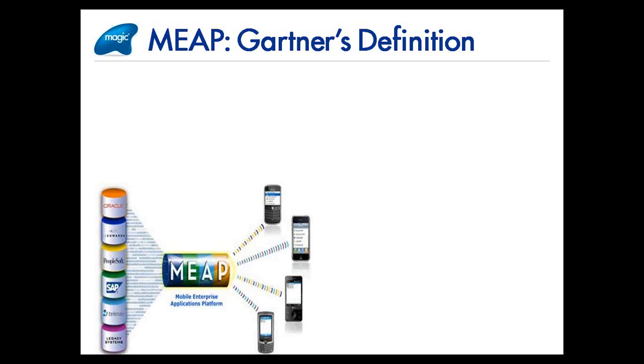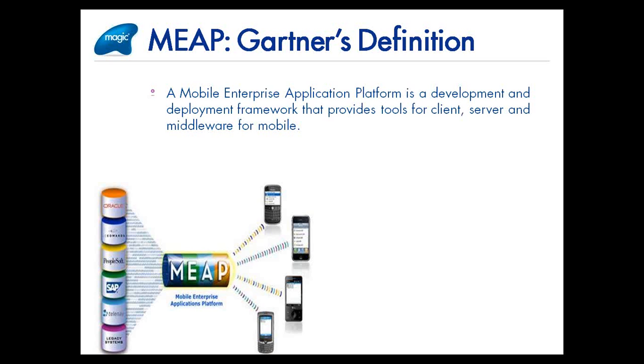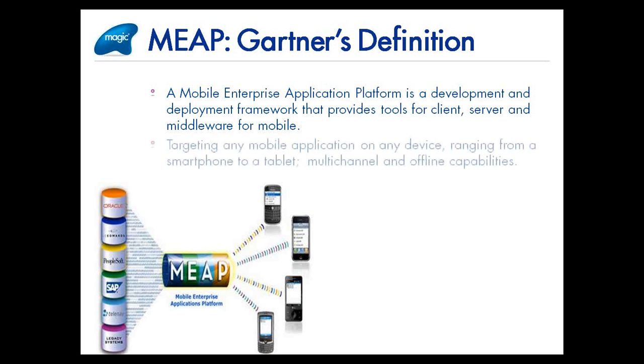Well, there's this thing called a MEAP, a Mobile Enterprise Application Platform. It's a category of solutions available today defined by Gartner, and Gartner defines this category of mobile enterprise application platforms as a development and deployment framework that provides tools for client, server, and middleware for mobile. It's targeting any mobile application on any device, ranging from a smartphone to a tablet, with multi-channel and offline capabilities.